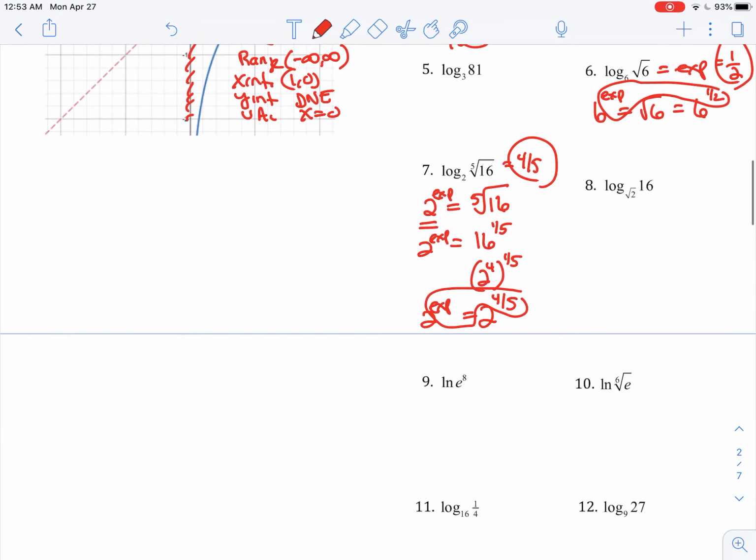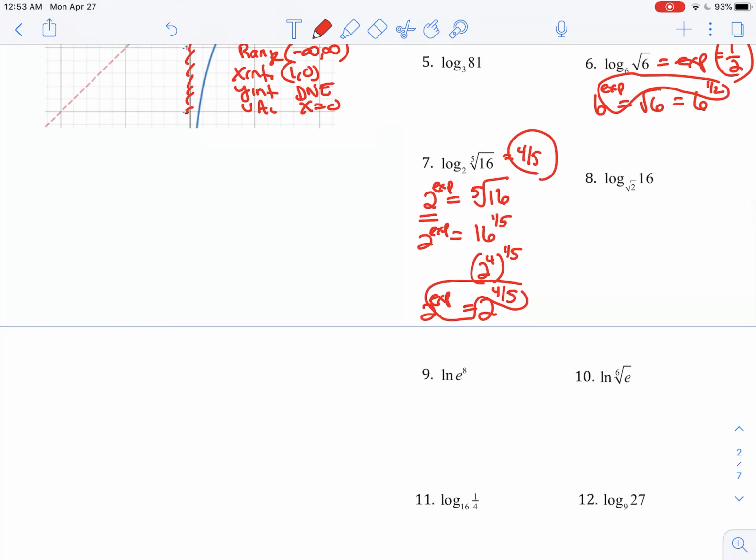Okay. Leave a couple of these for you guys to practice. On number 9, the natural log of e to the 8th. Anytime it's natural log, that means base e is implied. So this is asking us, if you take base e, what exponent do you have to raise it to get e to the 8th? And we know if our bases are the same, our exponents have to be equal, and this is just equal to the number 8.